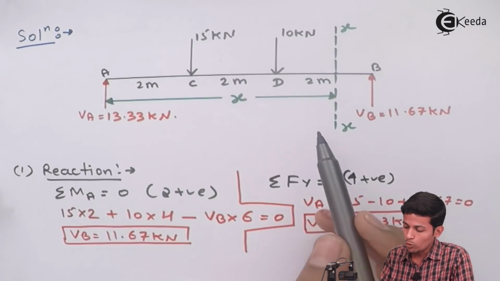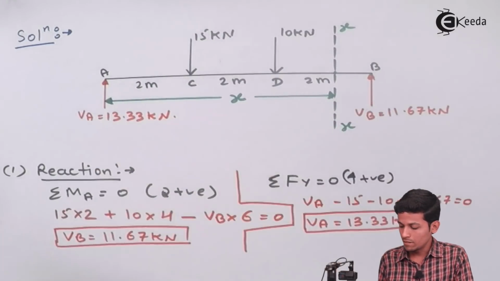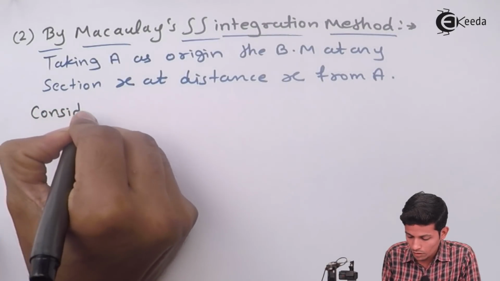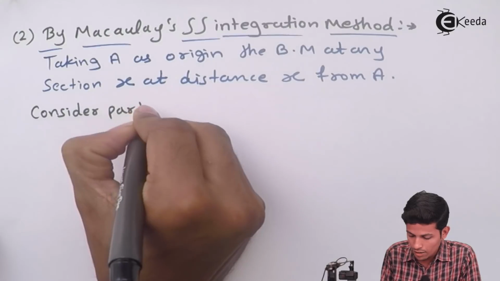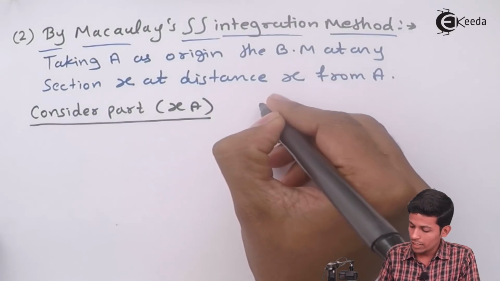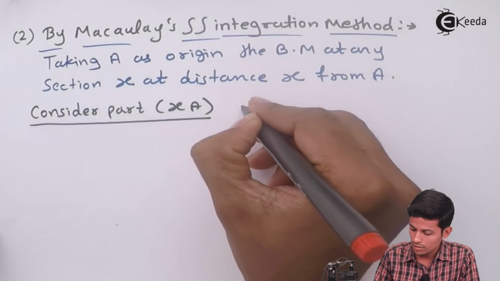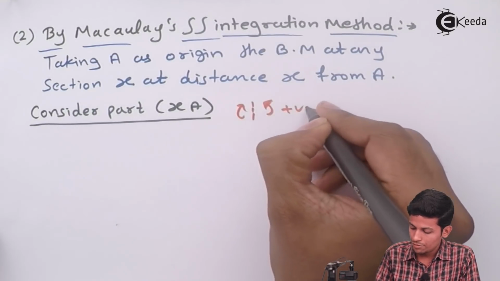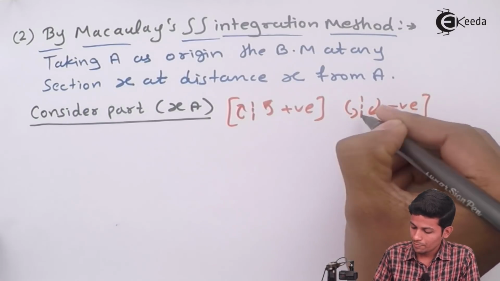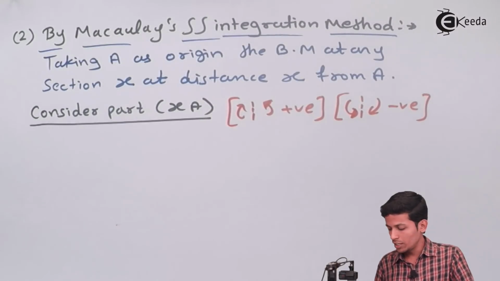Okay, now after that, what is our next step? Now we are taking the section. Now consider this part XA. Now in the XA part, what is the sign convention? As you know, to find the bending moment, the sign convention is like this: sagging positive, hogging negative. These two are the sign conventions over here. Now after that, what do you have to do here?